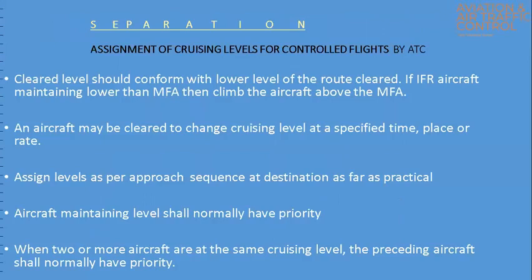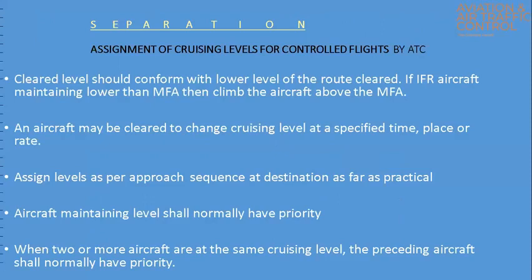Assignment of cruising level for controlled flights by air traffic controller. Cleared level should conform with the lower level of the route cleared. If an IFR aircraft is maintaining lower than the minimum flight altitude, then climb the aircraft above the minimum flight altitude so that the IFR flight should be clear of the obstacles.